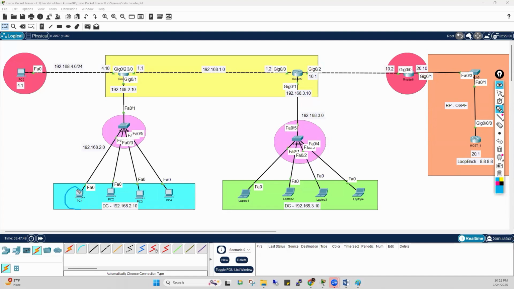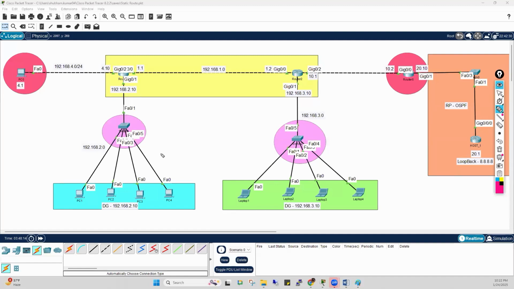For example, if this PC wants to ping this one, the packet reaches here, this router will check the routing table, and according to this routing table, this router will find, oh, I need to forward this packet here, not here, to communicate with this laptop. Getting my point? So the overall process is called routing. Clear? But now try to understand one scenario.